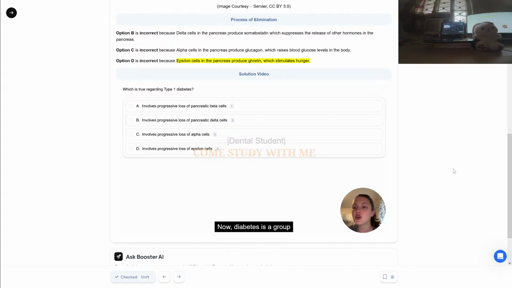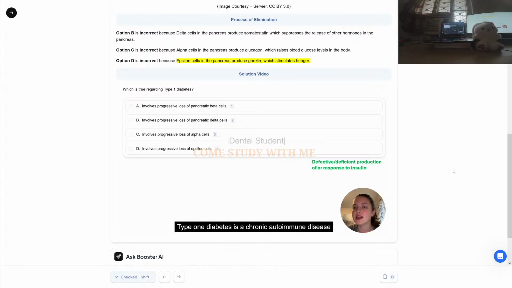Now, diabetes is a group of metabolic disorders resulting in hyperglycemia, and it's a defective or deficient production of or response to insulin. Now, insulin is a major anabolic hormone that allows glucose to be transported and stored in cells within the body after meals. There are 2 major types of diabetes, which I'm sure you're aware of, type 1 and type 2.